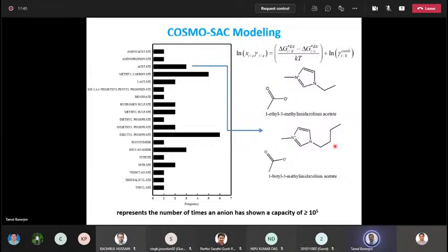So we selected these two ionic liquids, and we chose acetate because we were not sure about methyl carbonate in terms of its physical properties. Same case with dibutyl phosphate.